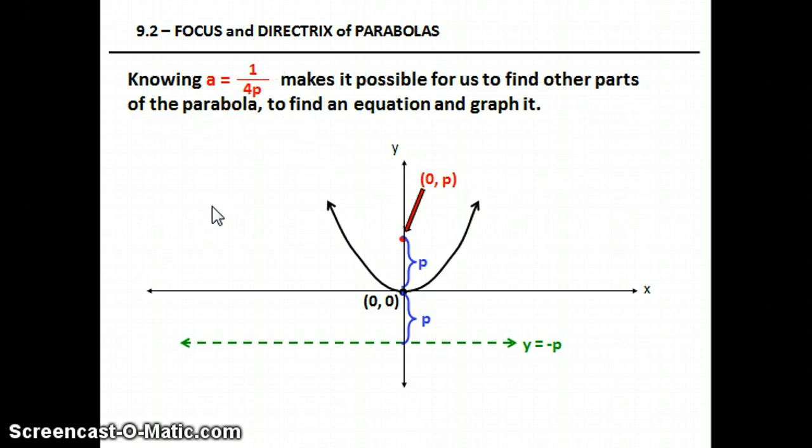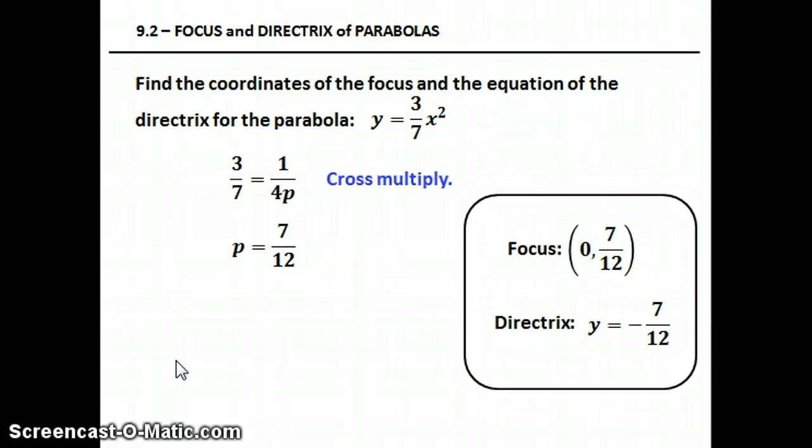Knowing that a equals 1 over 4p will help us with a lot of things. It makes it possible for us to find other parts, to find the equation, and to graph it. Because if we know a, we can find p, and if we know p, we can find a. So let's give it a try. Find the coordinates of the focus and the equation of the directrix for this parabola right here. Very simple.